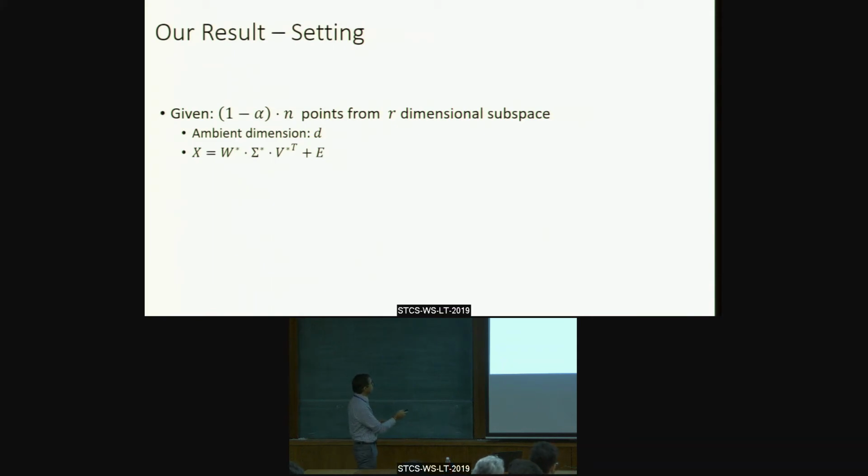So this is the setting. Suppose an alpha fraction of the points are corrupted. You want to recover this r dimensional subspace. Suppose there is no noise. So either your data points are coming from this subspace exactly, or they are outliers.